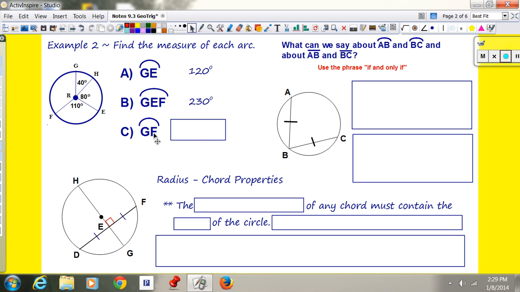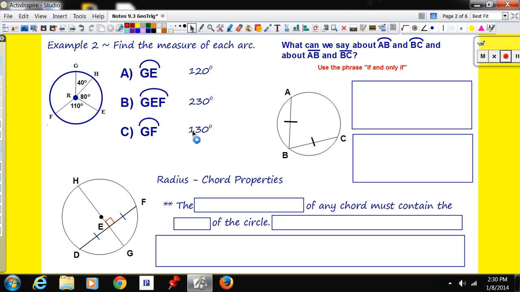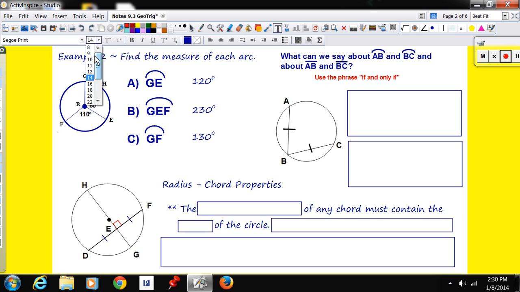GF, 2 letters. Looking for a minor arc from G to F back this direction. Well, if we know that this whole thing is 230, and we know the circle all the way around adds up to 360, so we've got 360 minus this 230. You're going to end up with 130 degrees for this back arc right here. And if you want to, on your paper put in 130 right here, that would be fine, because you can notate to yourself that this right here was 130 degrees.